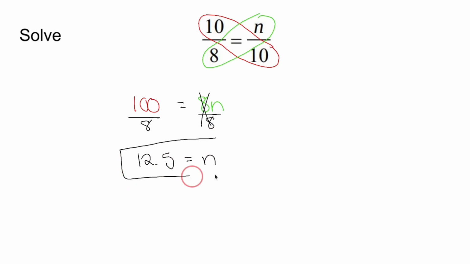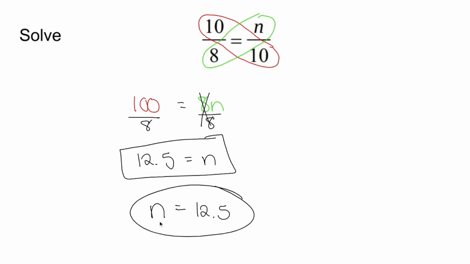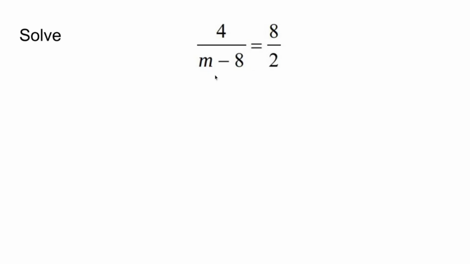And yes, you're allowed to circle that, but if you watch my videos, you know very well that I prefer my n on the left. So if 12.5 is n, then n is 12.5. Either one of these will do. I just like my n on the left. Don't judge me.